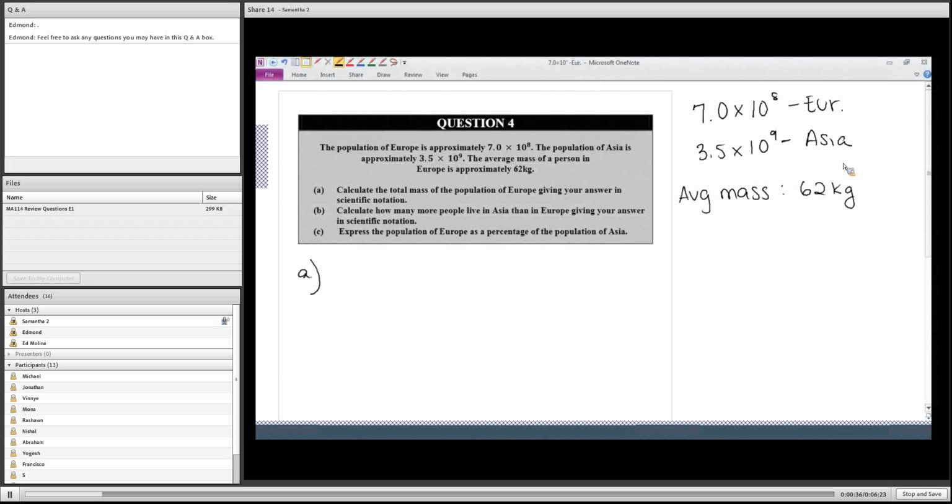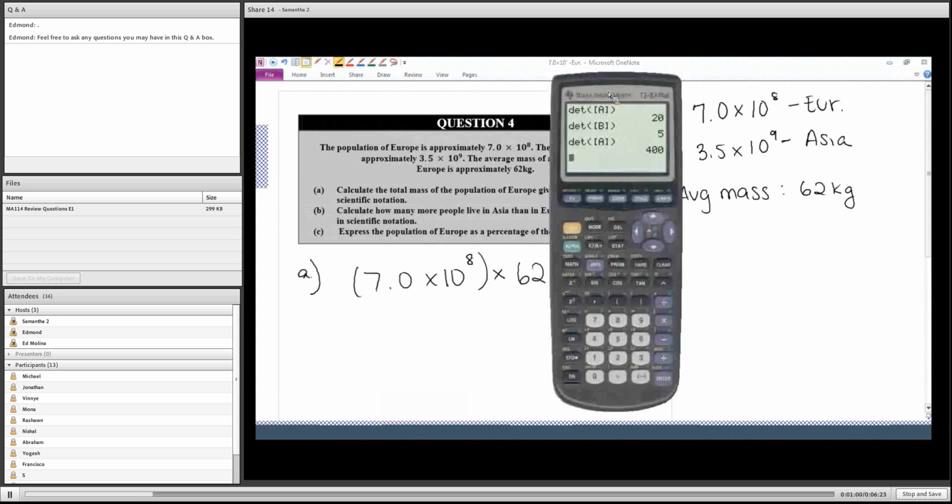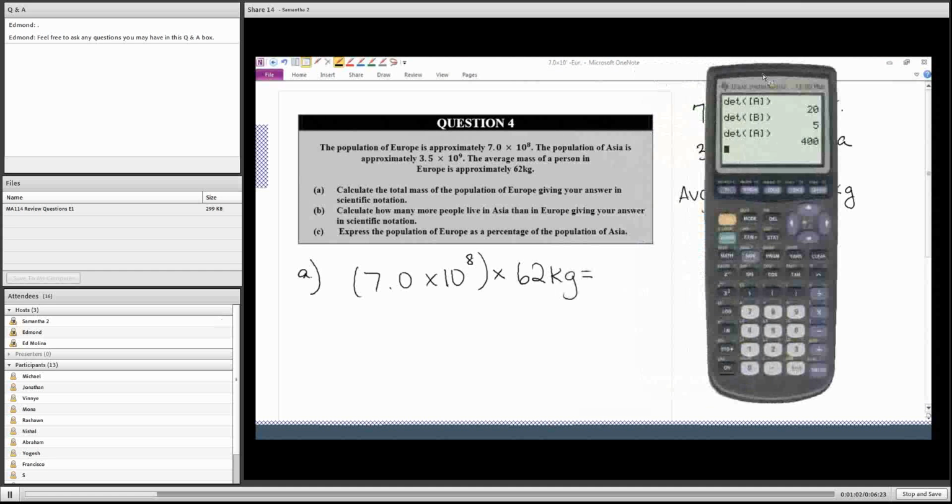So to calculate the total mass of the population of Europe, what you want to do is you take the population of Europe, which is 7.0 times 10 to the power of 8, and you want to multiply that by your average mass, which is 62 kilograms. Okay? Now this you can put into the calculator. So I'm going to open up our calculator here, and let's input this into my calculator.